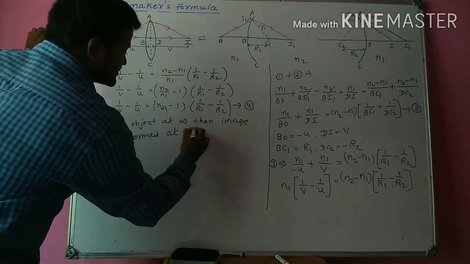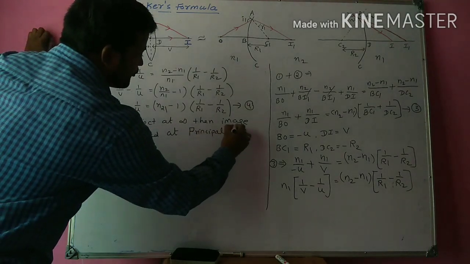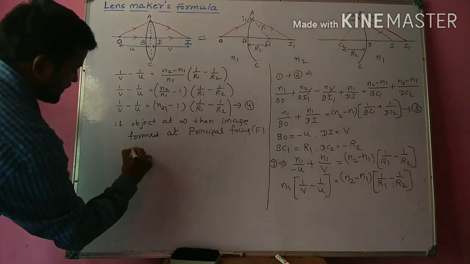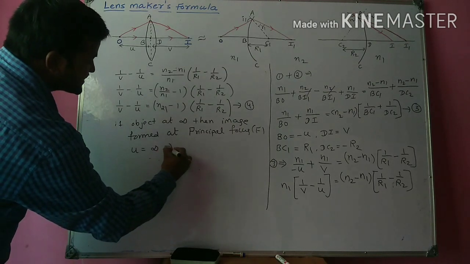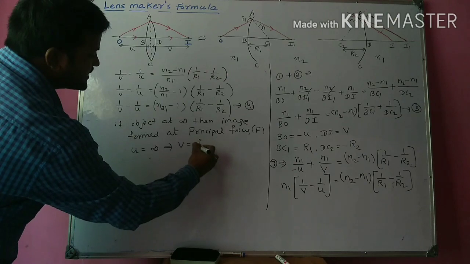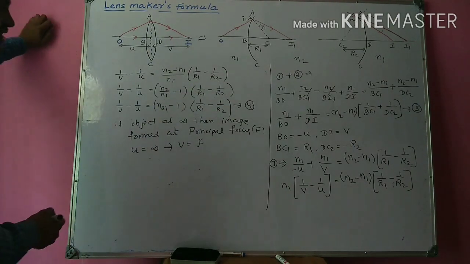That means if object distance U is equal to infinity, the image is formed at the principal focus. That means the image distance will be F, the focal length. So let us substitute these values in equation number 4.